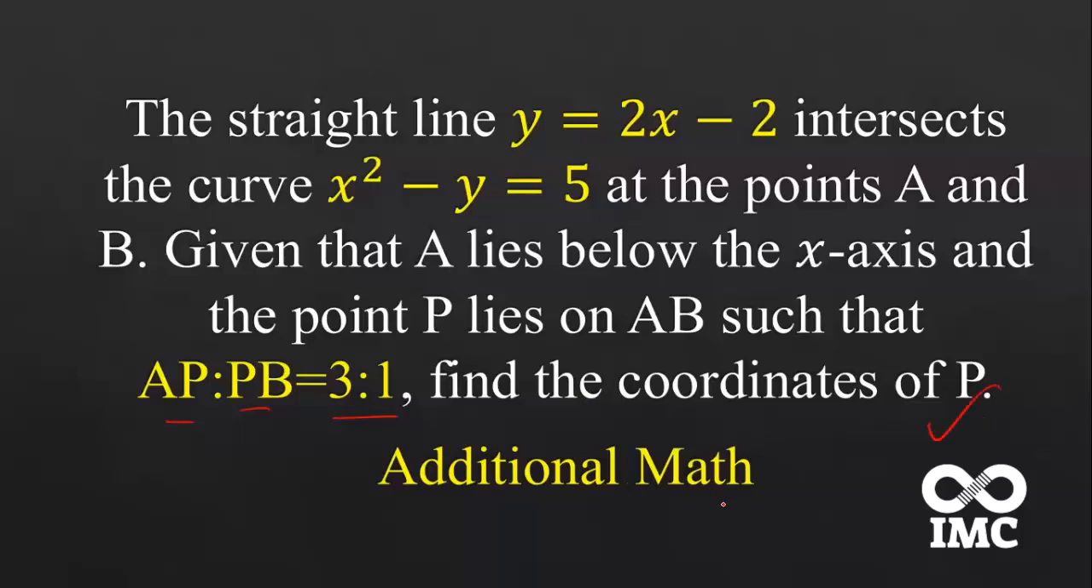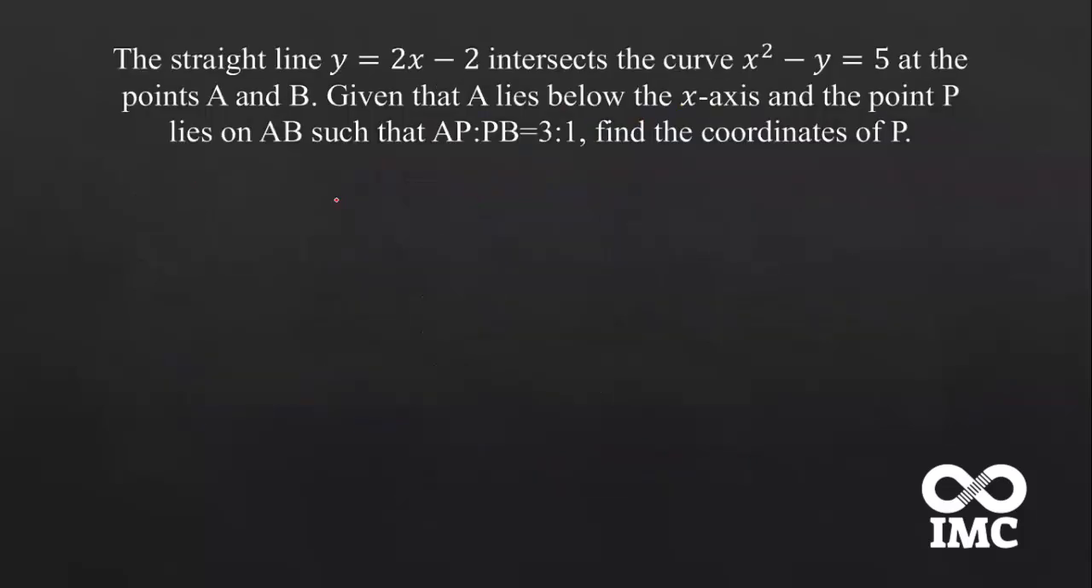Now we need to solve it. This is from additional mathematics. Now how can you solve it? Here two equations have been given: y equals 2x minus 2 and x squared minus y equals 5. Since this straight line intersects this curve, we can easily find the values of x and y by the substitution method. So here y equals 2x minus 2.